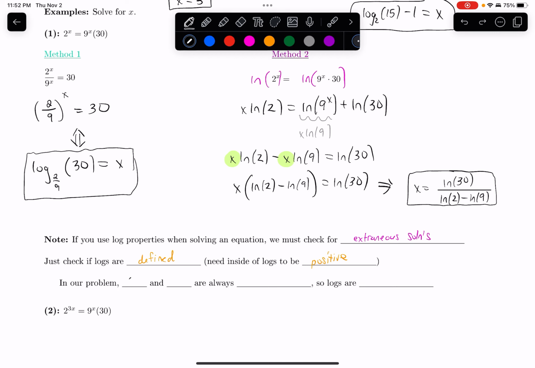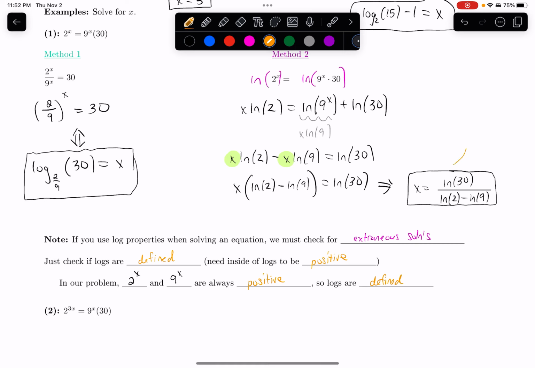We've got 2 to the x, and there's a 9 to the x inside of the two logs. But 2 to any power or 9 to any power is always positive, no matter what the x is. And even when you multiply 9 to the x by another positive number, the 30, that's going to just keep it positive. So as a result, my logs are defined.